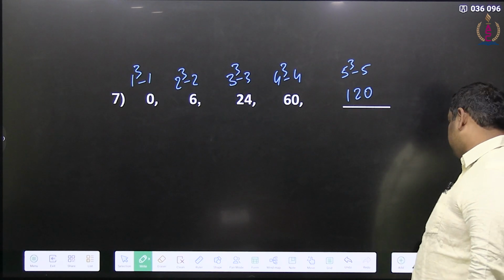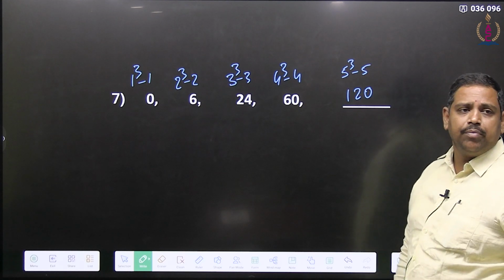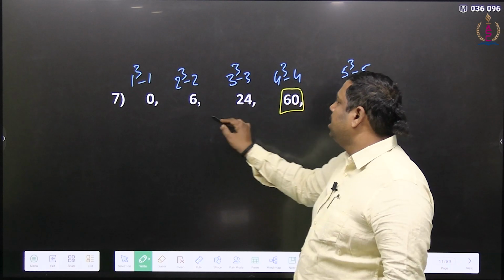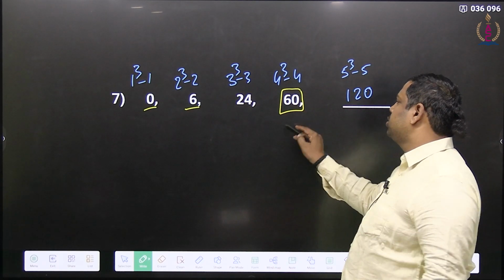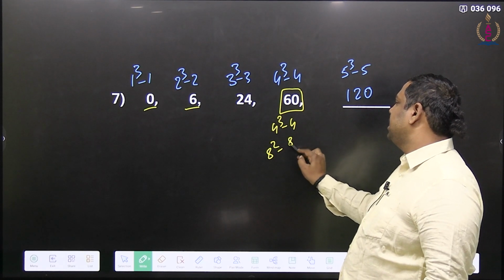Good. This is the first question where you felt it was a bit difficult, right or wrong? So it has a magical number and two supporting roles. Yes or no? What I said about 60: 4 cube minus 4 and 8 square minus 8 by 2. Am I right?